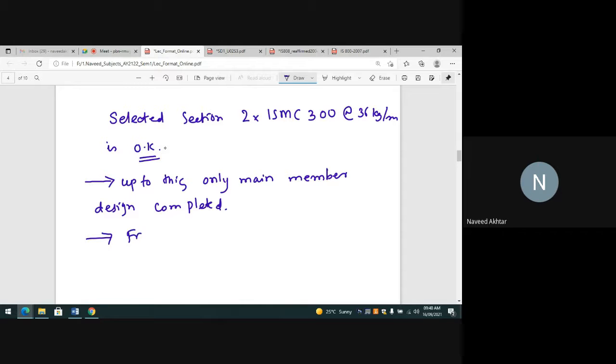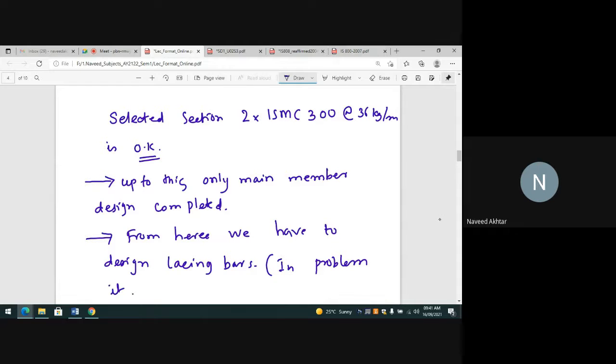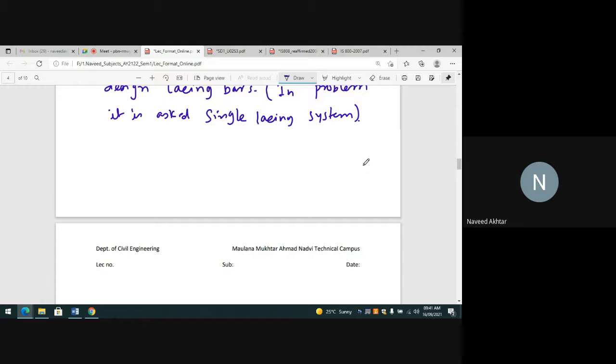Now from here, you have to design lacing bars, and in the problem it is asked as single lacing system. So we have to design single lacing system now from on. It is also given in the example.